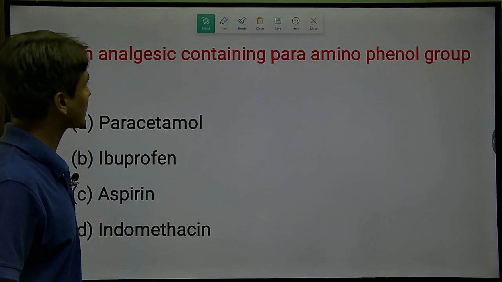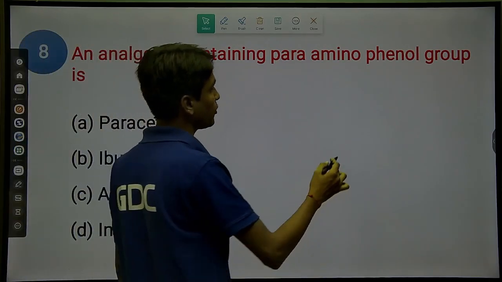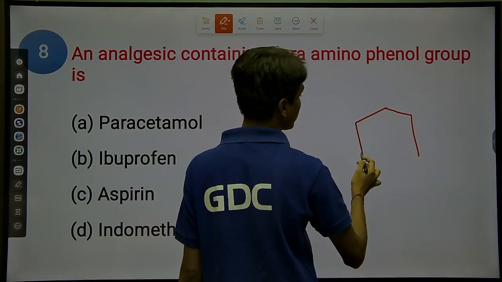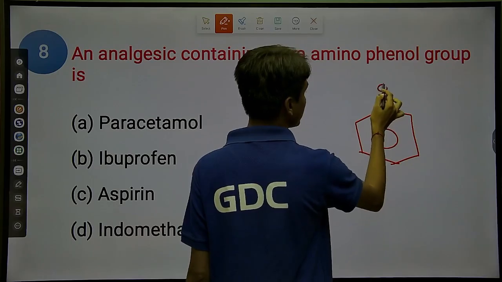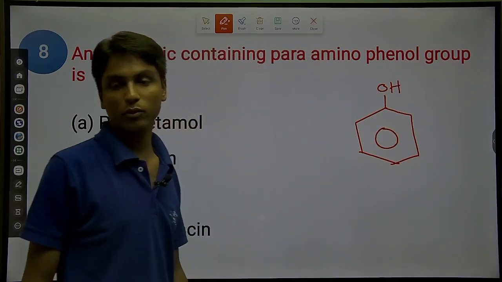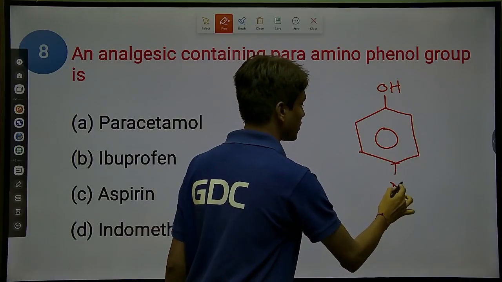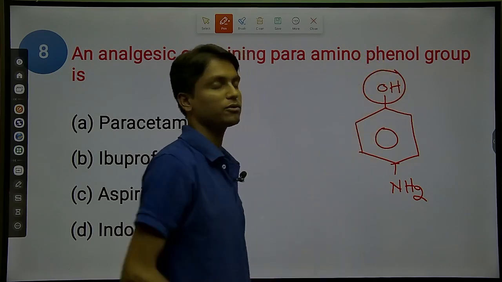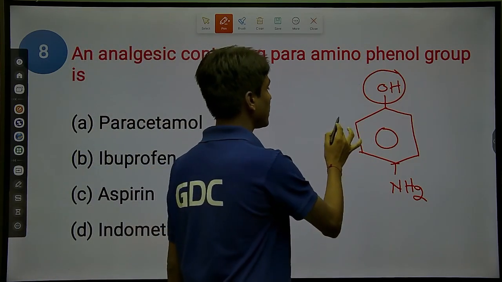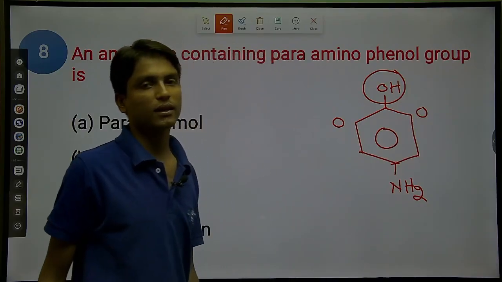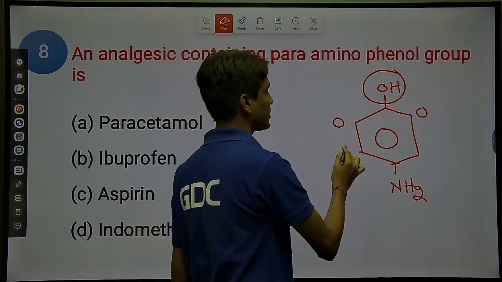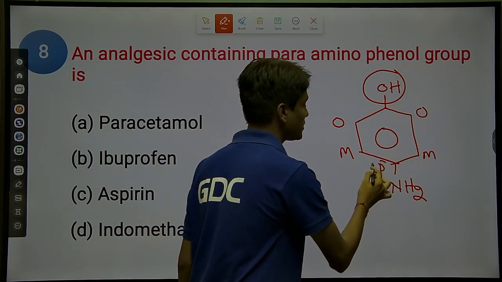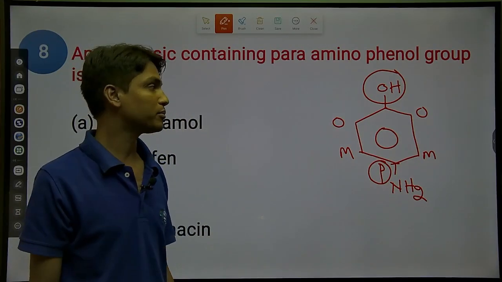Next, an analgesic containing para-aminophenol. What was given? First we need to write the phenol. So this is the structure of phenol. Para-amino means this is a substituent. Adjacent to the substituent, the ortho positions will be there, on both sides. This is a meta position, that is also meta position. The opposite one is the para position.